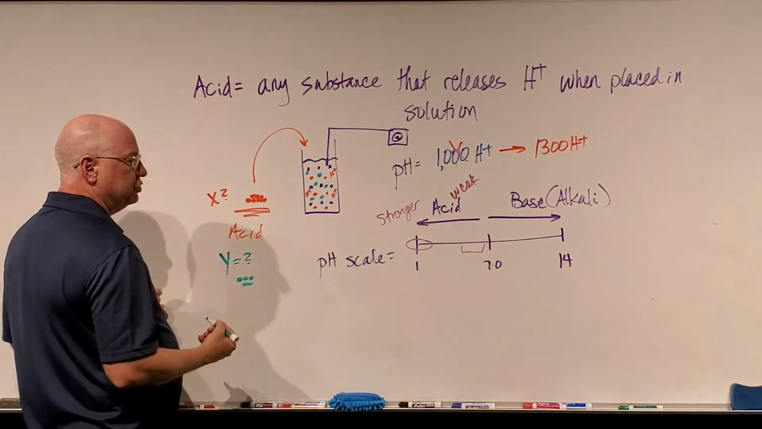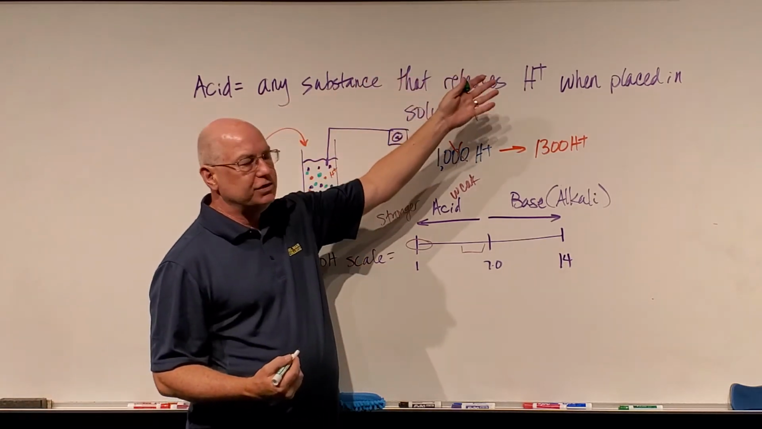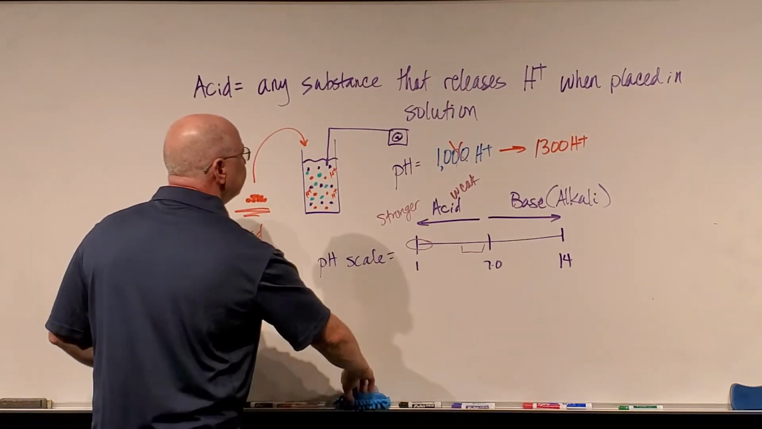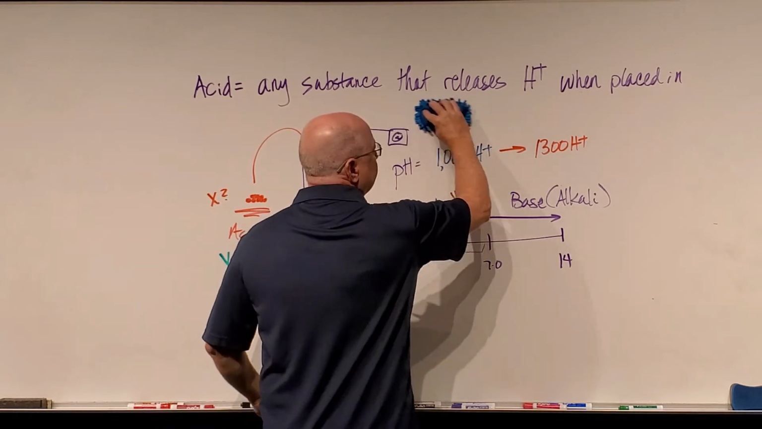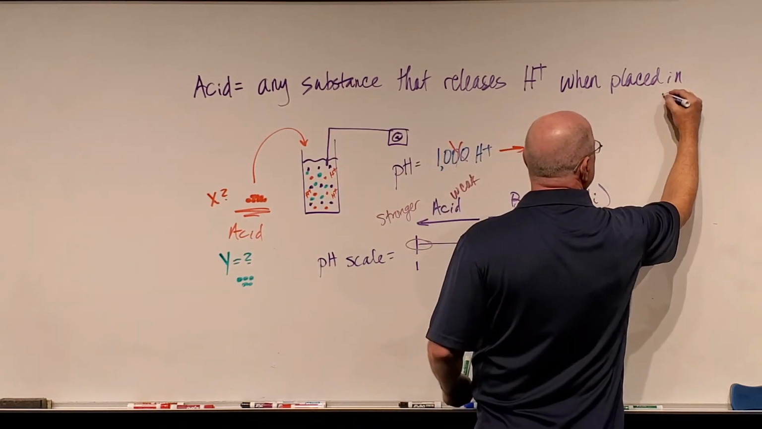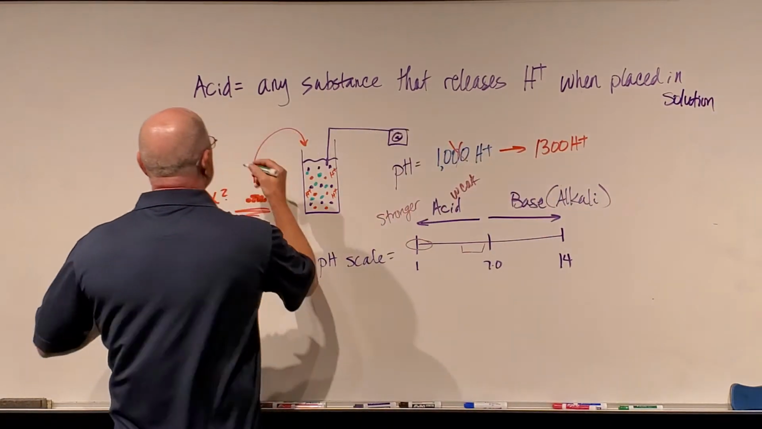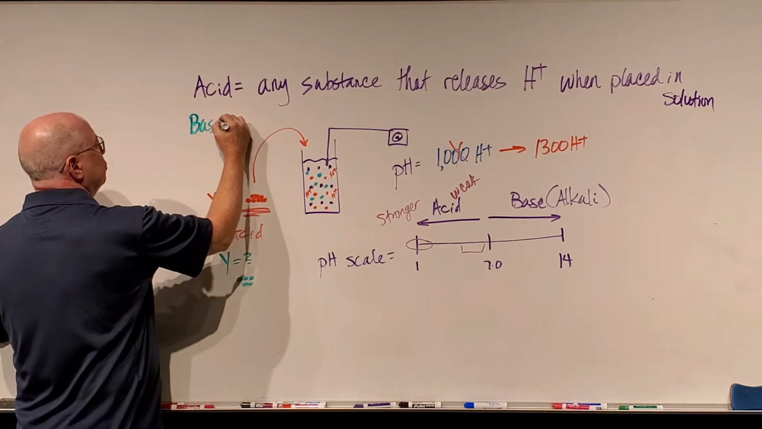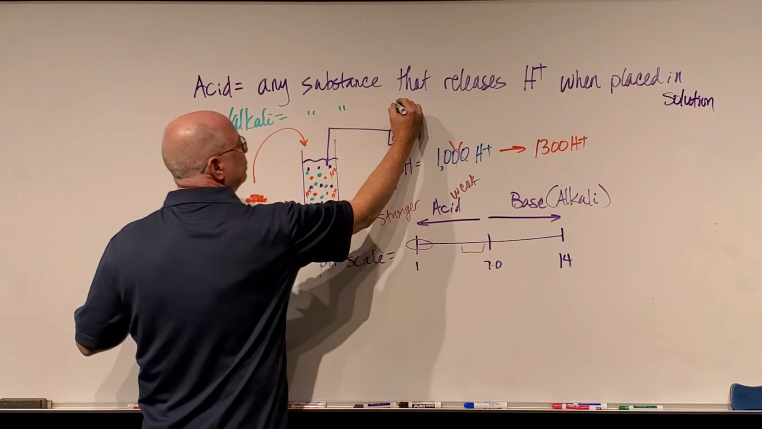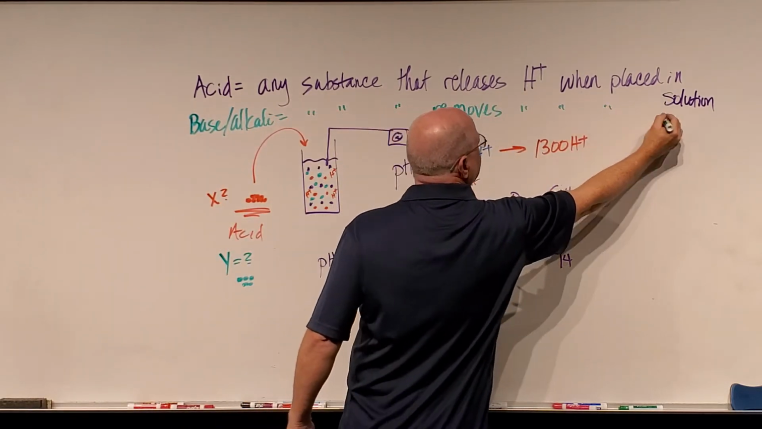One of the ways that we can describe a base is we say that a base is any substance that removes hydrogen ions when placed in solution. So let me erase a little bit of what I've written here. I know I'm getting to the edges of the visible part of our screen, but hopefully you can still see all of this. A base or alkali is any substance that removes hydrogen ions when placed in solution.